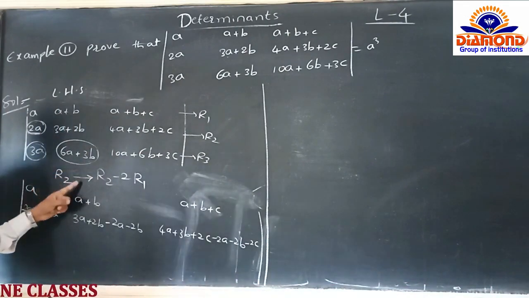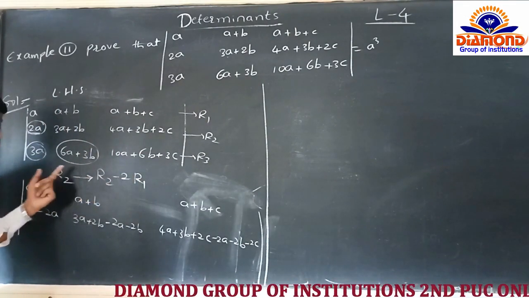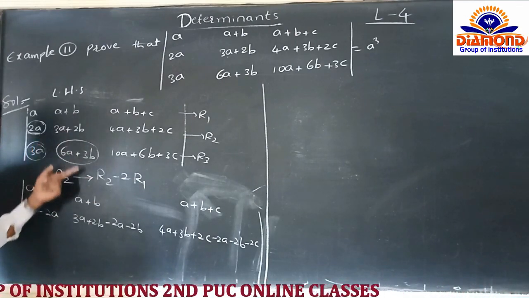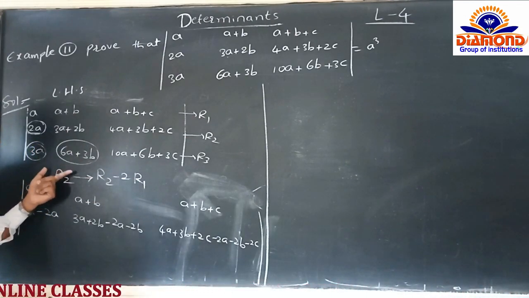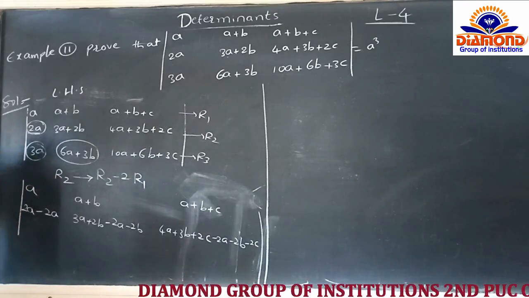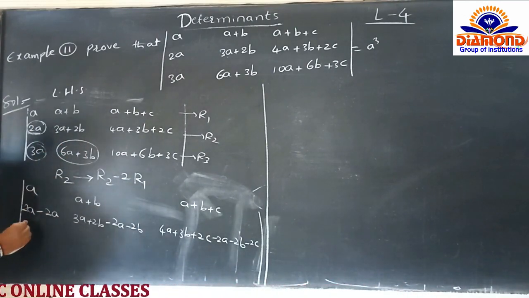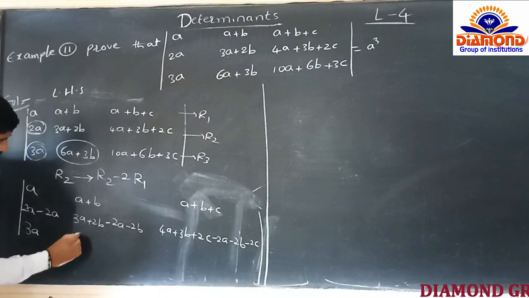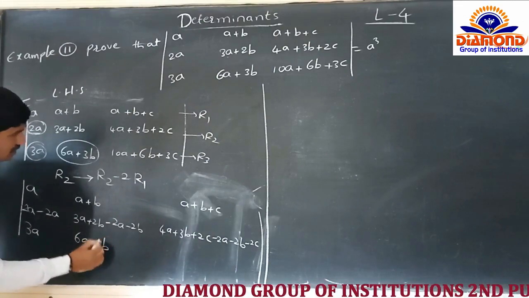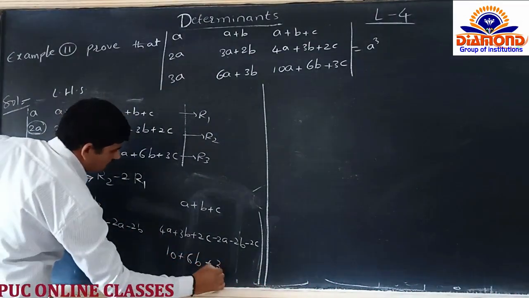How am I going to apply the operation? R2 tends to R2 minus 2 into R1. Again I am writing the result. Whatever the result we have here after applying the operation should be written in R2 only. Now we are not doing any operation for R3, so directly we can write whatever R3 is there: 3a, next 6a plus 3b, next 10a plus 6b plus 3c.